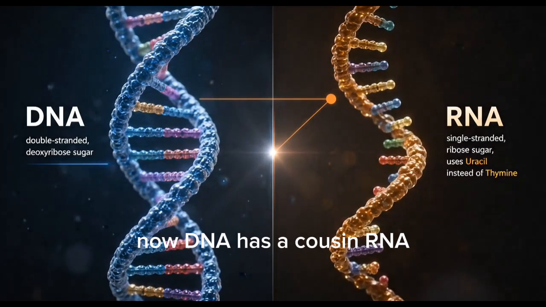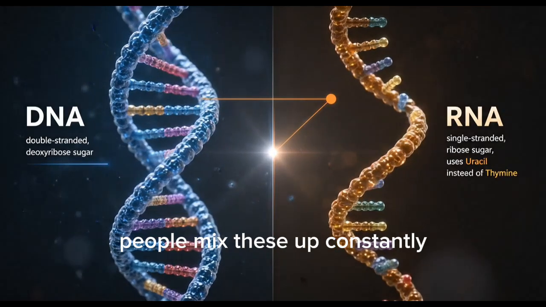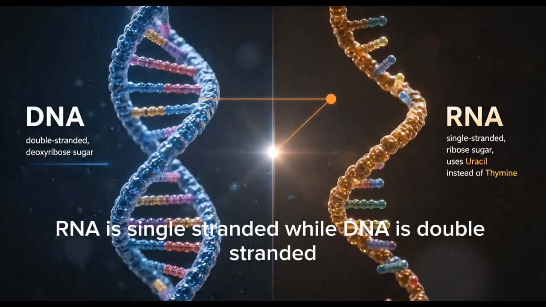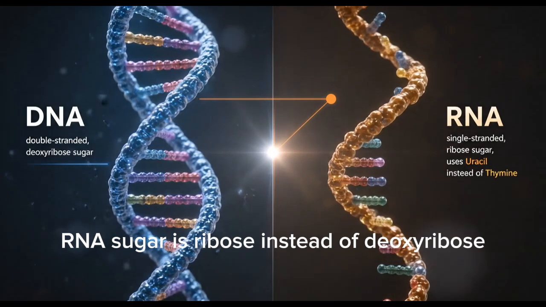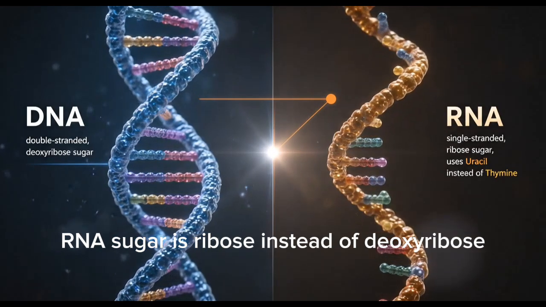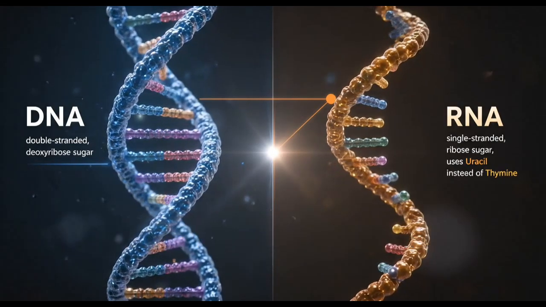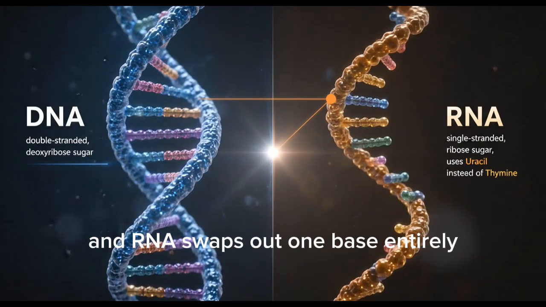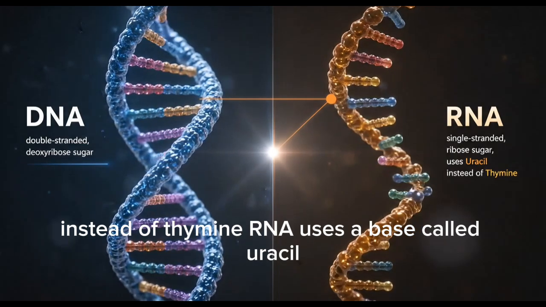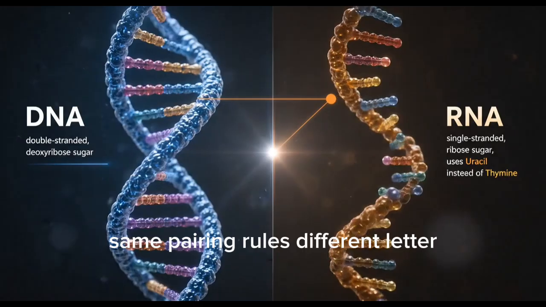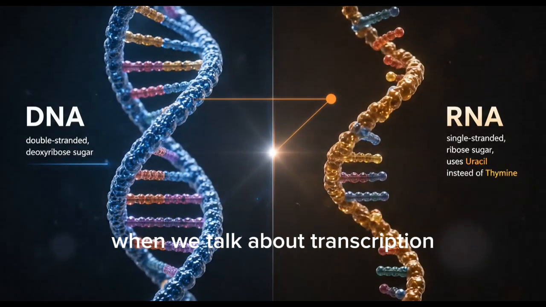Now, DNA has a cousin, RNA. People mix these up constantly, so let's be clear. RNA is single-stranded, while DNA is double-stranded. RNA's sugar is ribose instead of deoxyribose, which makes it far less stable than DNA. And RNA swaps out one base entirely. Instead of thymine, RNA uses a base called uracil. Same pairing rules, different letter. We'll get deeper into RNA when we talk about transcription.